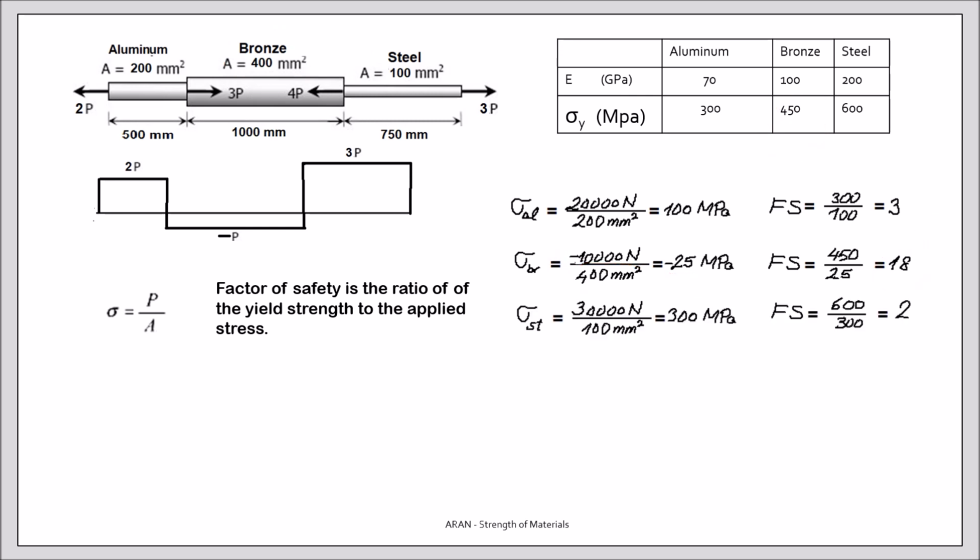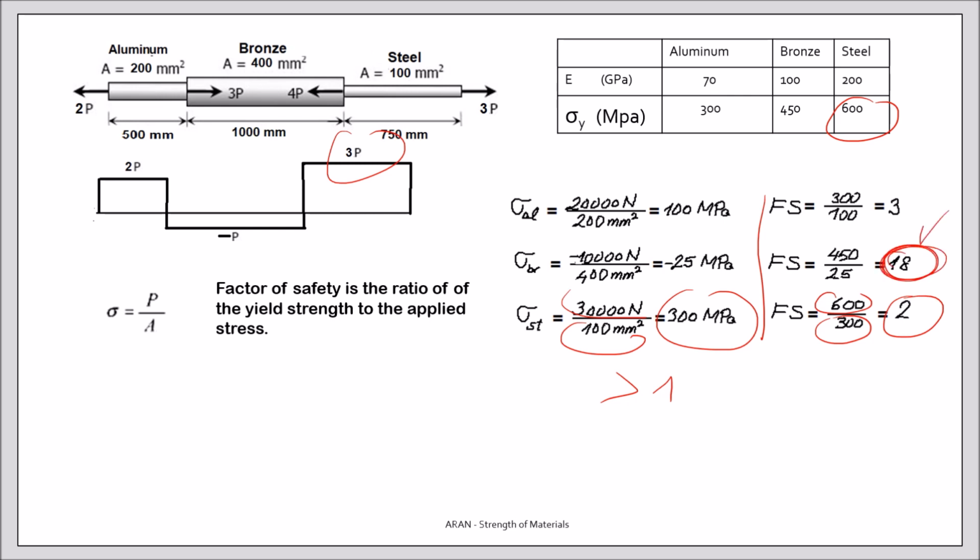Next is region 3P, section 300. The material is steel. 600 divided by 300. The factor of safety is 2. In all regions, the factor of safety is higher than 1, so there will not be any failure. But you see, this is the region where the factor of safety is the highest.